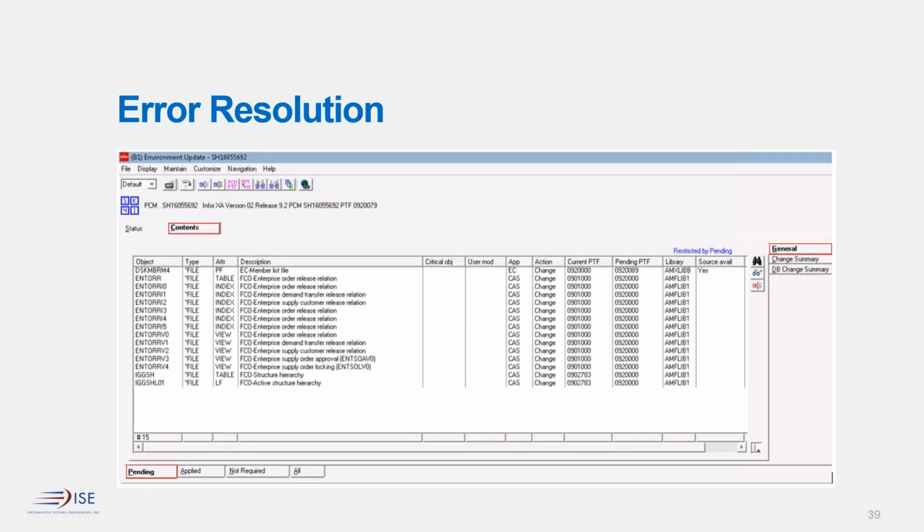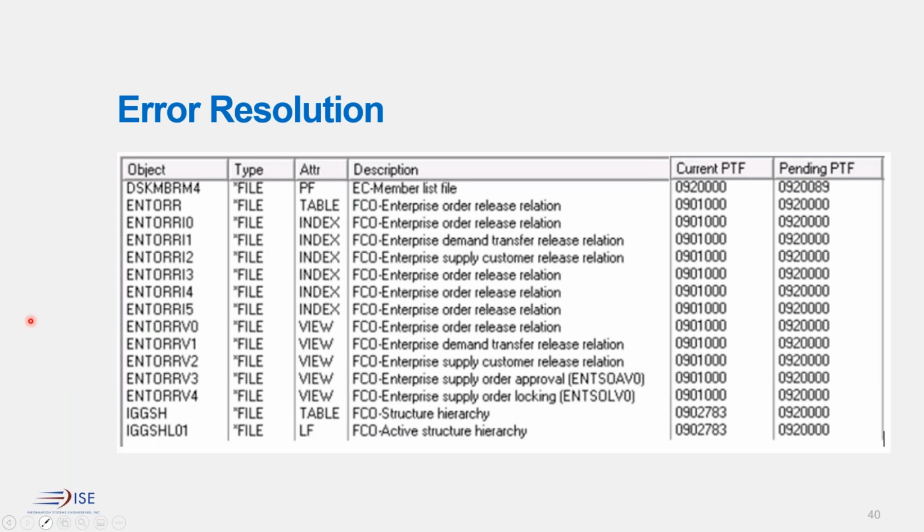Okay, so here's a more close-up view so you can see them. So I often see with these errors that they will come in groups. So I wouldn't count these as 15 or so errors. I would actually count this as 3 errors. So we have this first object, disk member. Then we have all of these objects that start with ENTORR. That would be the second error. And then the 2 that start with IGGSH is a third error.